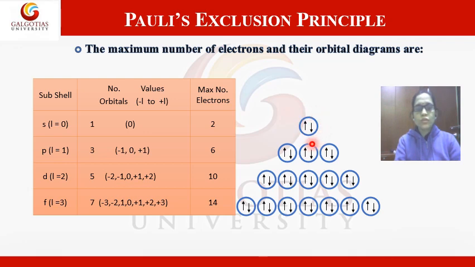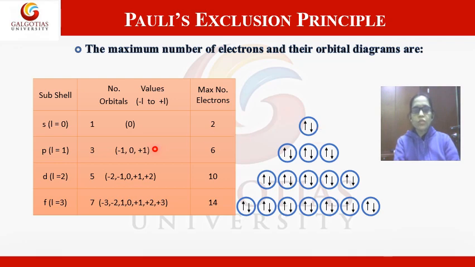Here you see the orbital diagram of different orbitals. For the s subshell, s has one orbital. Suppose this is your s orbital. Any s subshell can accommodate a maximum of 2 electrons, where one is spin up and another is spin down. For s, the number of orbital is 1, and the value of n depends upon the shell, and l is 0. The maximum is 2 electrons, one spin up and another spin down.